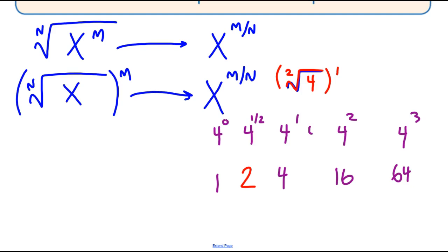Let's look at the next one in between. Let's go 4 to the 3/2. What happens there? Well, 4 to the 3/2 means we go the square root of 4 cubed. I think it's a little easier to cube it after, so you don't get the big number. So the square root of 4 is 2, and 2 to the 3rd power is 8. 2 times 2 times 2.